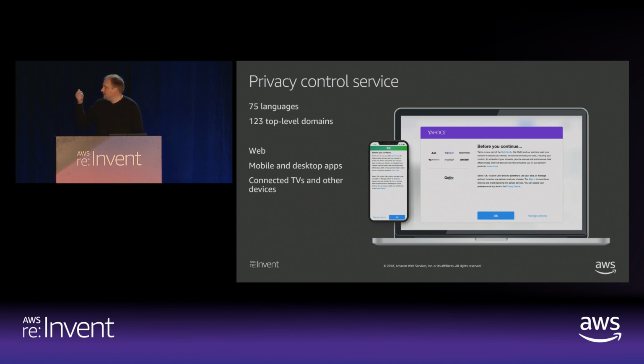Branding is for every single brand that we have. It's serving all our top-level domains in the web, 123 of them, quite many. And we had a lot of mobile applications. We have a lot of desktop applications. On top of that, we have technology in connected televisions. We have other devices that we need to serve as well. All these need to be GDPR compliant. And also, we need to update the privacy policies and terms of service in those services as well.